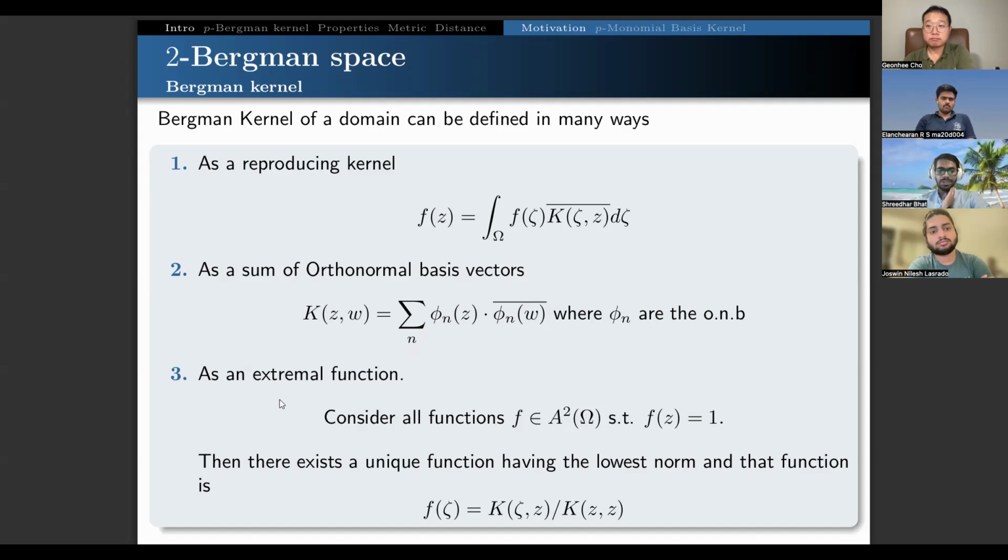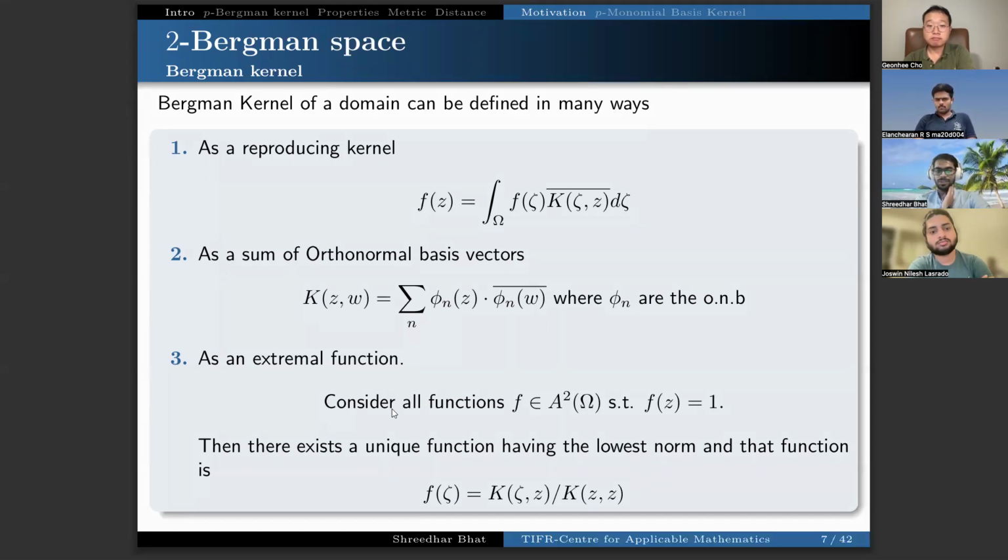The other way is defining it as an extremal function. So what you do is fix a point z in your domain omega. Look at all the functions f which take the value 1 at that point.